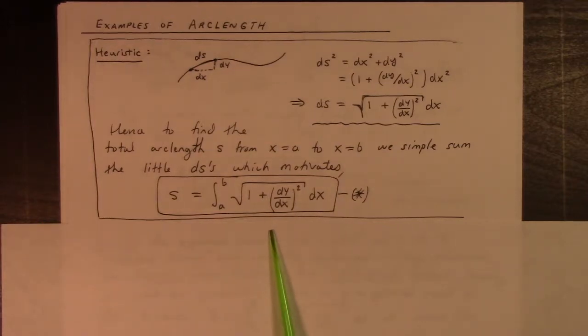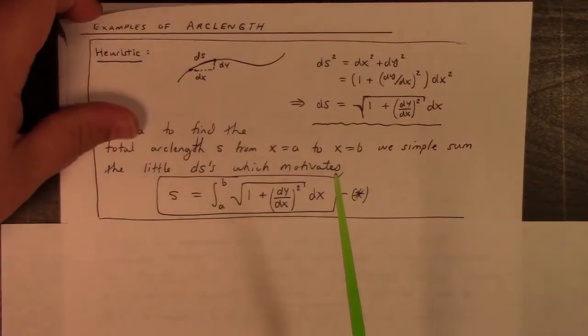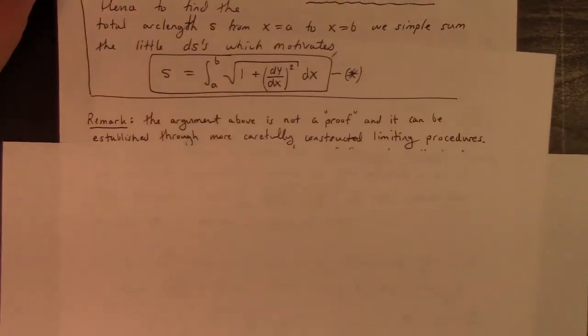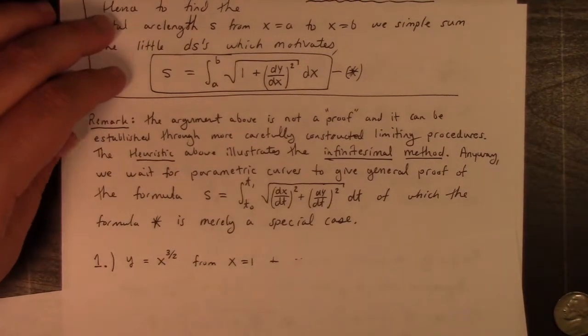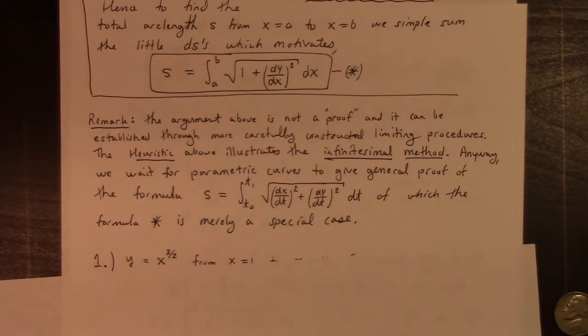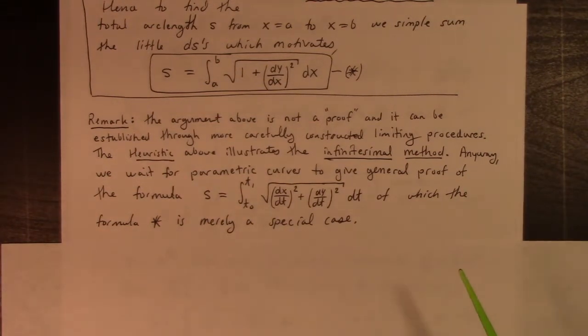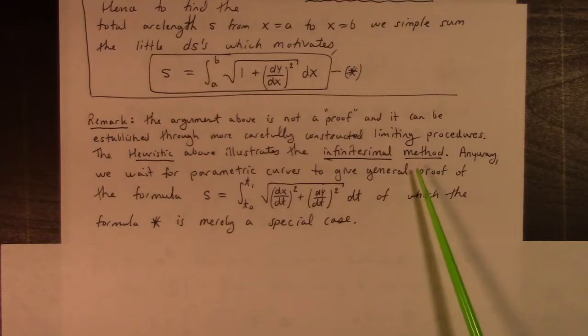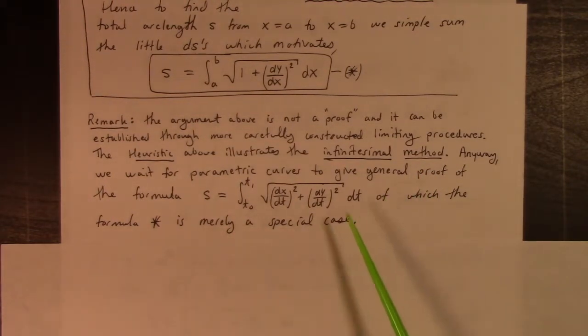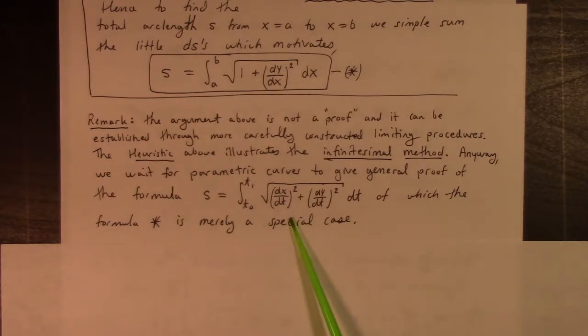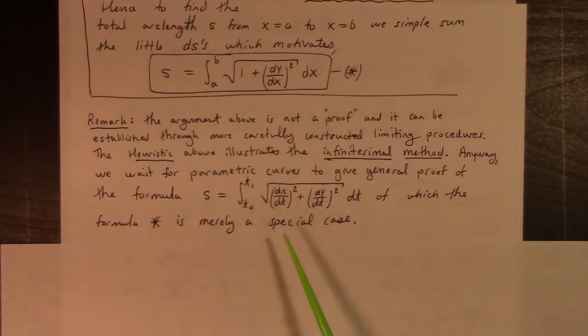Now, this method of argument I'm showing you here is called, again, the infinitesimal method. That's not a proof. It can be established through more carefully constructed limiting procedures, but the heuristic above illustrates, anyway, the infinitesimal method. When we get to parametric curves, I'll probably give you a general proof of this formula based on an actual careful limiting procedure and a particular application of the mean value theorem. But that will come later.